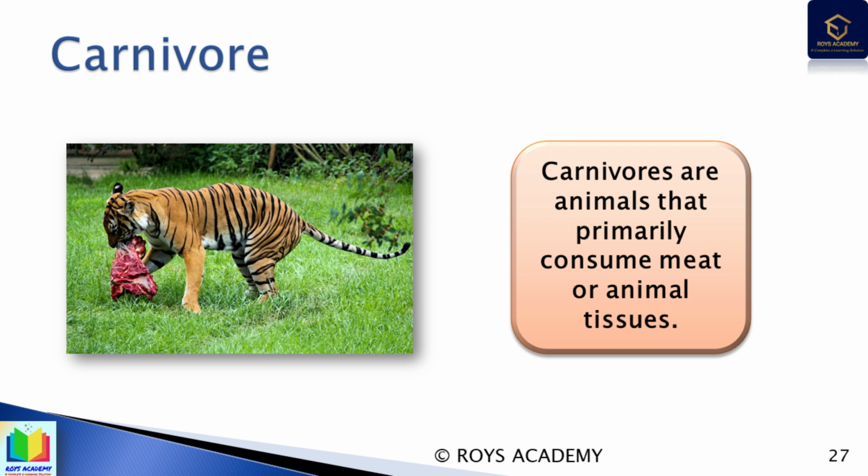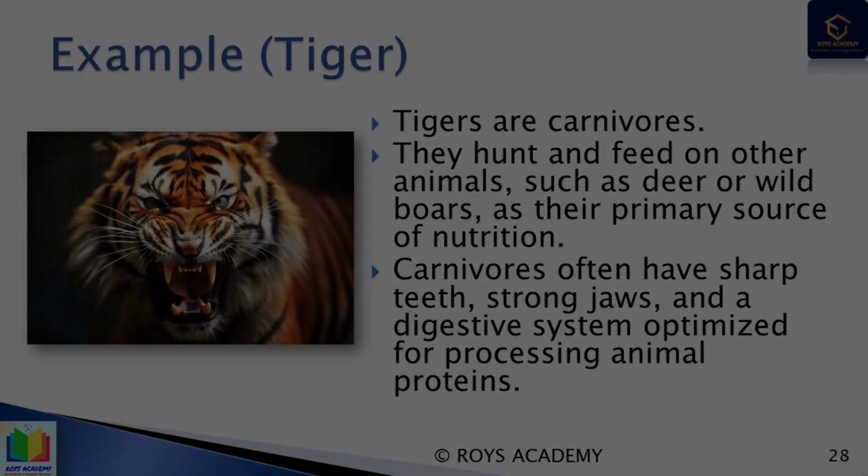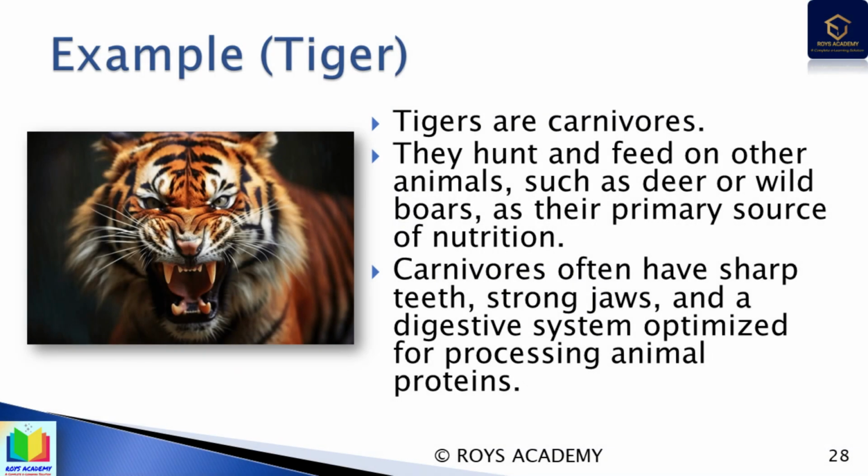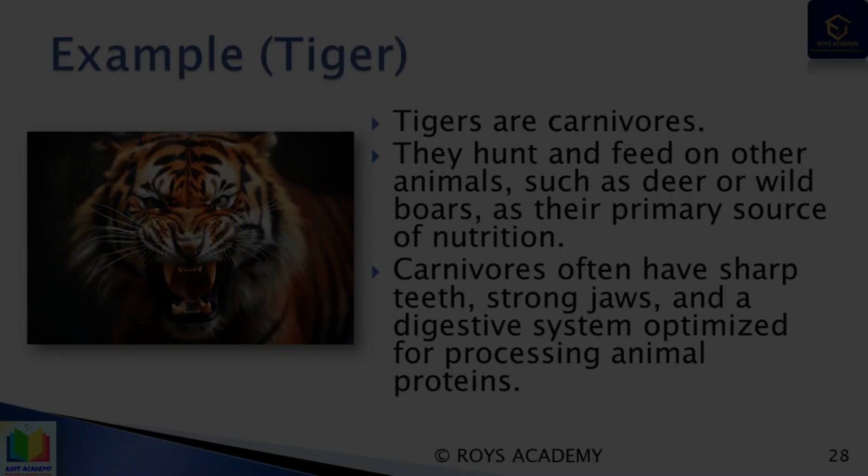3. Carnivore. Definition: carnivores are animals that primarily consume meat or animal tissues. Example: tigers are carnivores. They hunt and feed on other animals, such as deer or wild boars, as their primary source of nutrition. Carnivores often have sharp teeth, strong jaws, and a digestive system optimized for processing animal proteins.